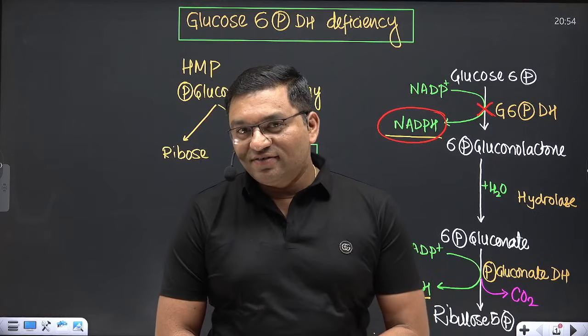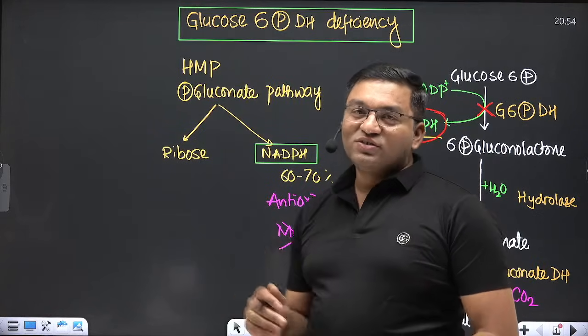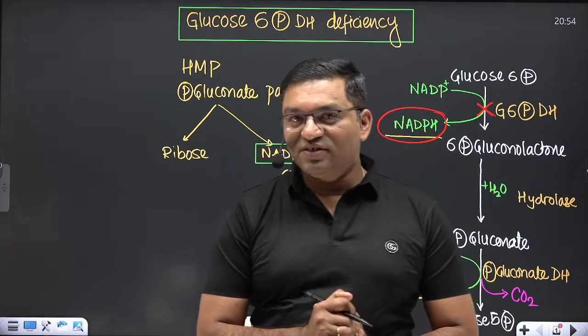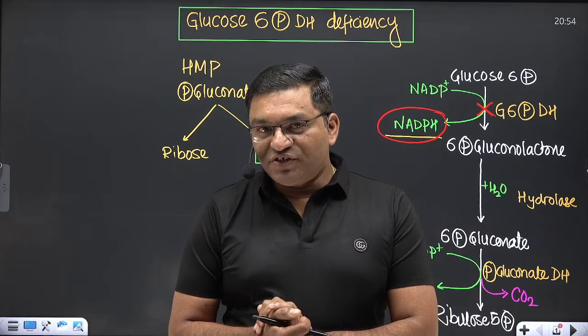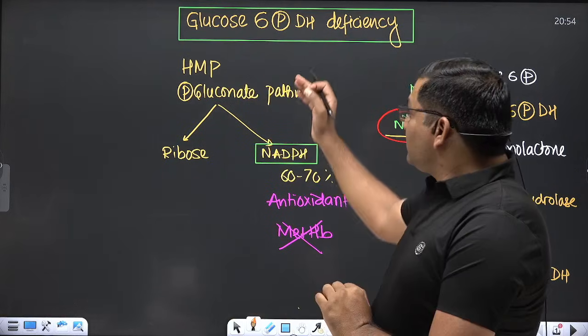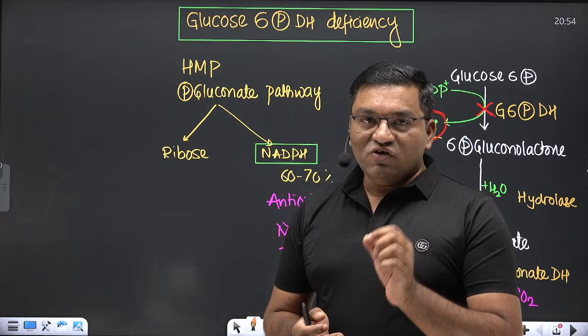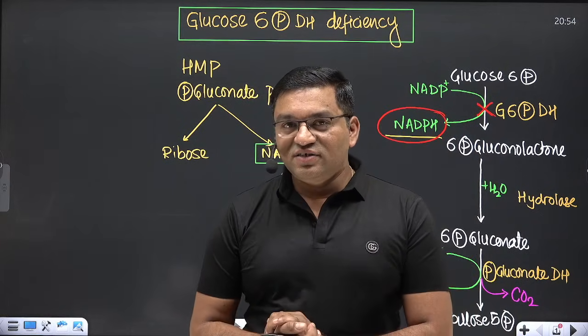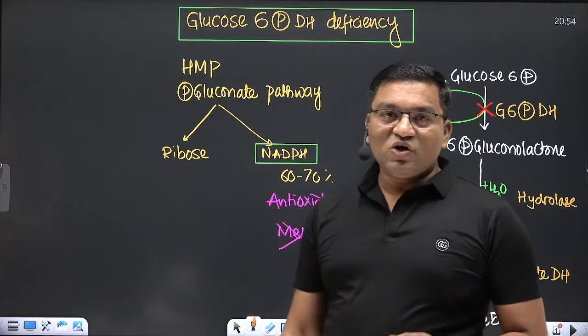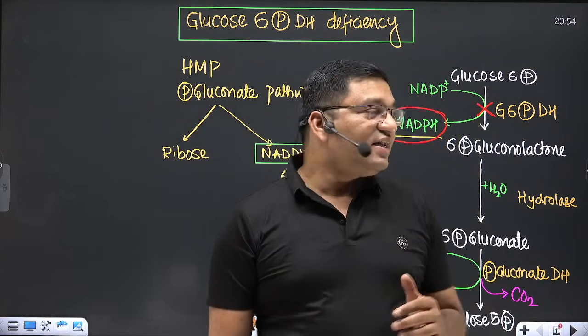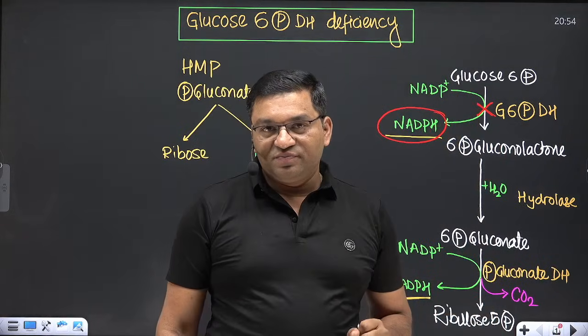Hello students, welcome to a discussion of glucose 6-phosphate dehydrogenase deficiency, G6PD deficiency. This is an important clinical case for first MBBS examination. It can be a SAQ or it can be a LAQ when it is linked with the HMP shunt.